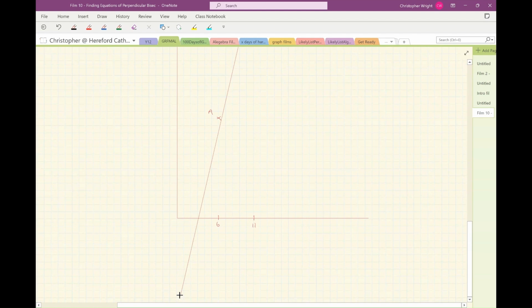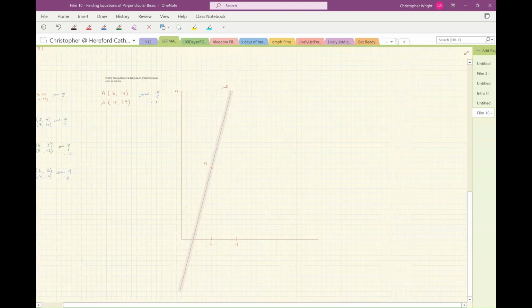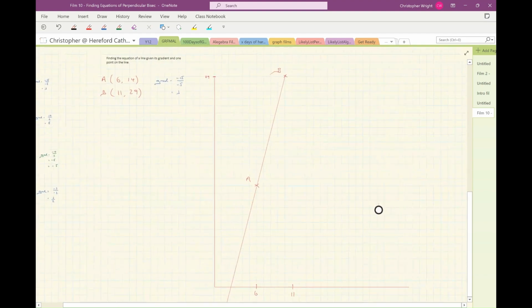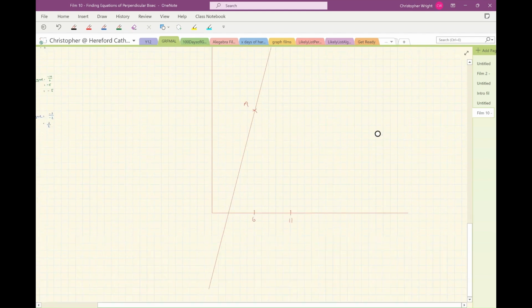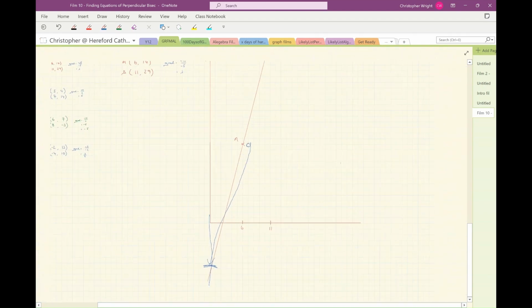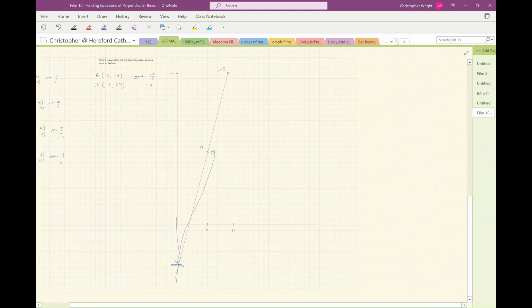Now, it is very tempting to think, oh, I'll just find the gradient and the y-intercept, and I'll use y equals mx plus c. The problem with that is that you probably have done this before, and you probably found yourself extrapolating from here and trying to find out what that coordinate is where your line crosses the y-axis to get your y-intercept. And really, it's a bit of a messy method, to be honest.